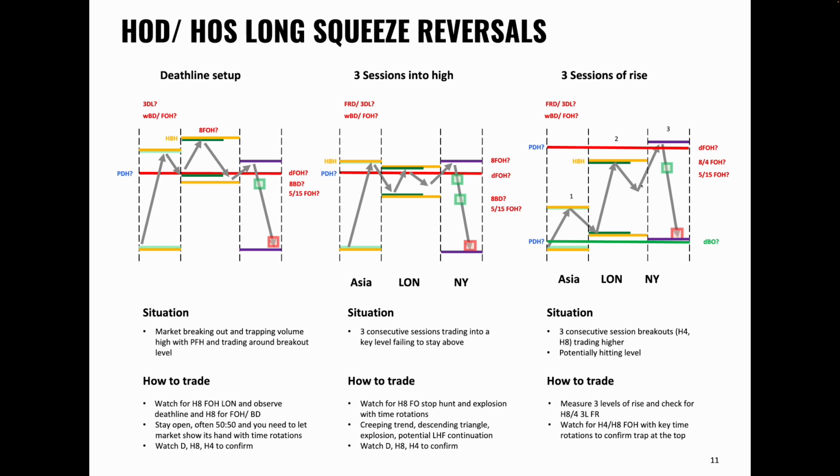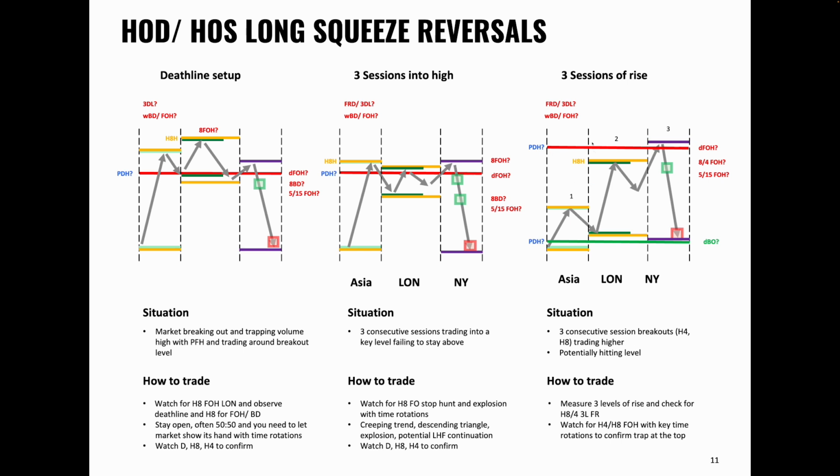This is then an extremely nice setup, 3 sessions of rise into the breakdown or daily fake out high level, and then you take the reversal again with the 8-hour confirmation from there back down to the low of the day or the daily breakout level. So the situation is 3 consecutive session breakouts, that's the pattern. That's also the Stacey Burke master pattern. I mean, he's shown this a lot of times again and again.